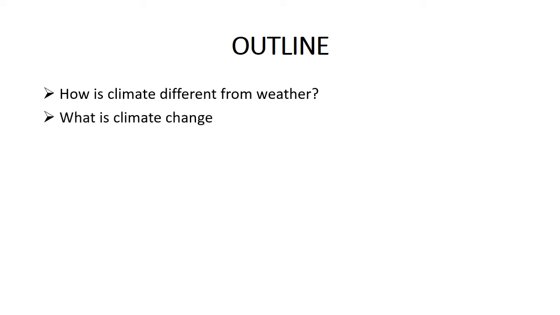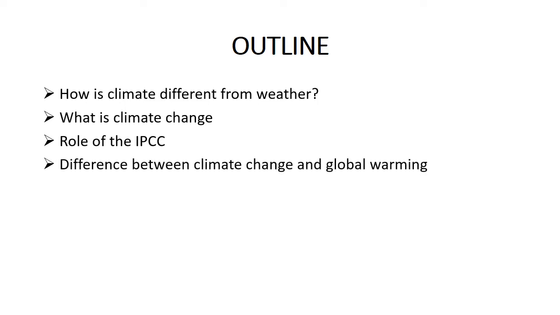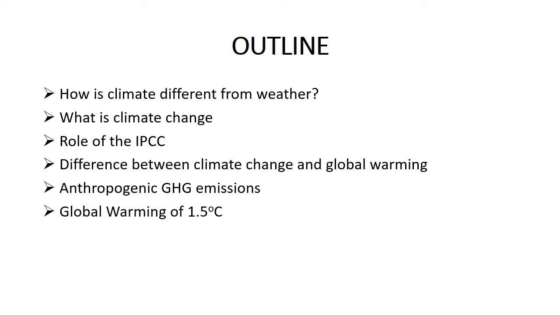Here's a short outline of what we are going to have in this presentation. The first being, how is climate different from weather? What is climate change? The role of the IPCC, which is the Intergovernmental Panel on Climate Change. The difference between climate change and global warming. Anthropogenic greenhouse gas emissions. Global warming of 1.5 degrees centigrade. And of course, the importance of climate change science.